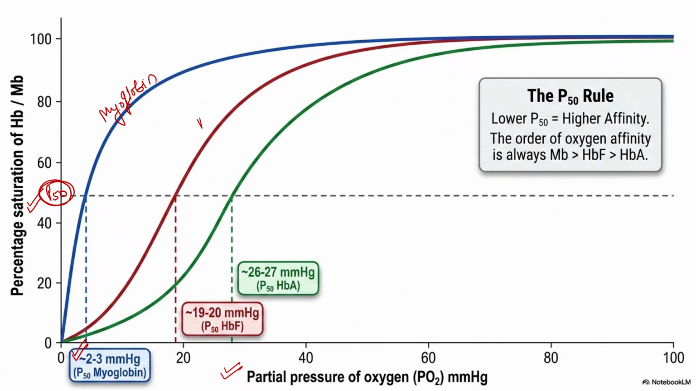Then this is your fetal hemoglobin. This is for the fetal hemoglobin, which shows P₅₀ at a partial pressure of 19 to 20 mmHg. And this is adult hemoglobin, which shows the P₅₀ value at a partial pressure of 26 to 27 mmHg. Now, start with the myoglobin.